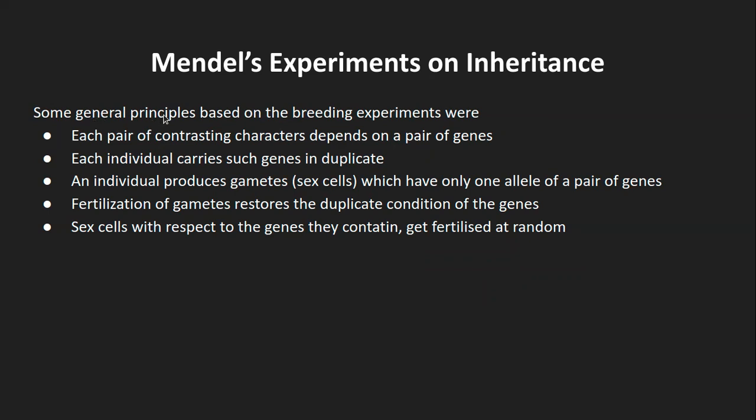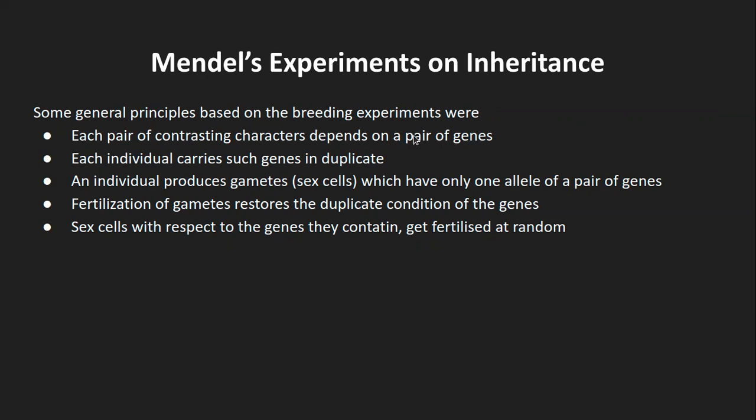Now, some general principles based on these breeding experiments, where each pair of contrasting characters depends on a pair of genes. So this is one principle. That means whether it's tall or dwarf, round or wrinkled, yellow or green, or flower color being purple or white, these are contrasting character pairs.